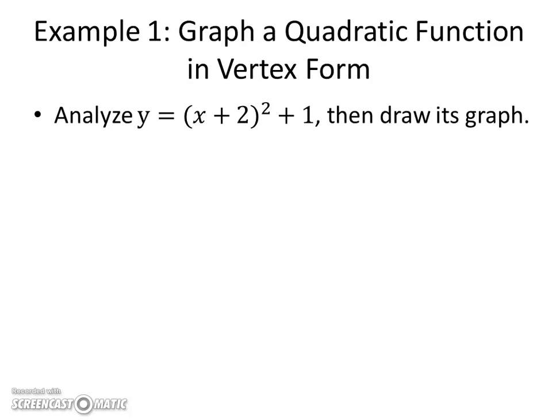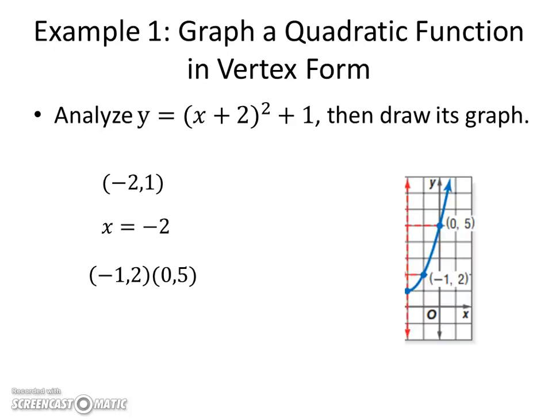So we're going to analyze this graph. y equals the quantity x plus 2, squared, plus 1. So the idea here is it's in vertex form. So our vertex is negative 2, 1. The axis of symmetry is at x equals negative 2. Then we can pick some points on one side of the axis of symmetry, such as negative 1, 2, and 0, 5. And we can graph that part. And we can use symmetry to complete the graph.